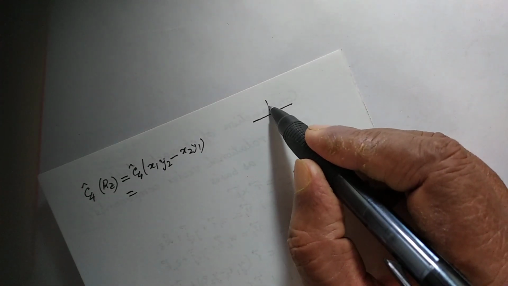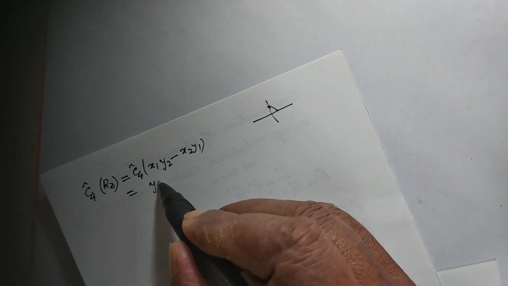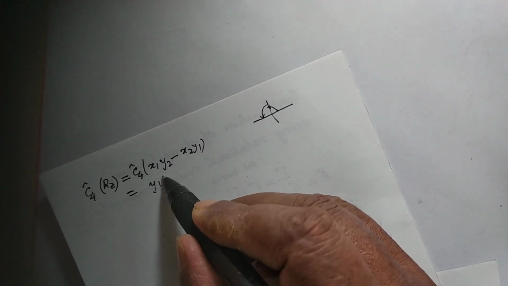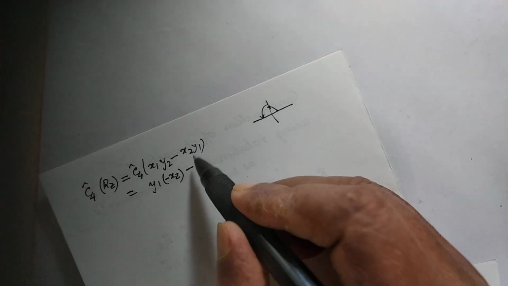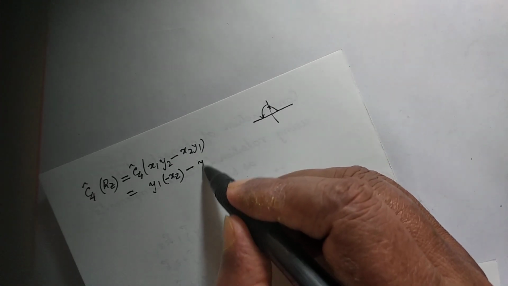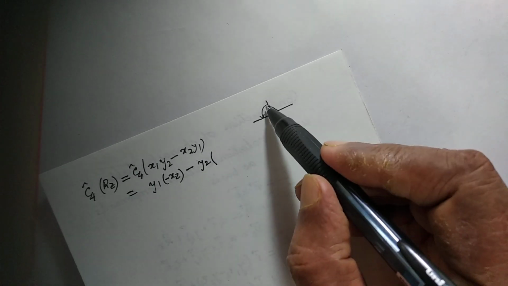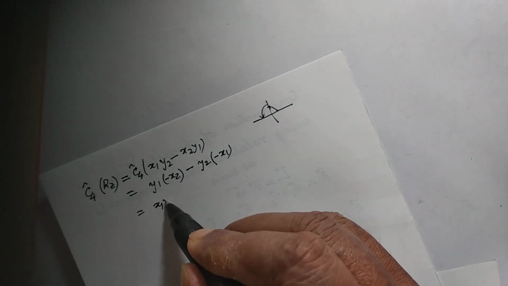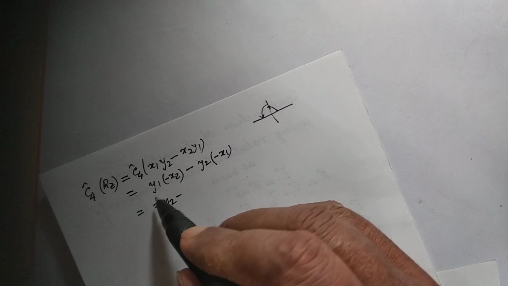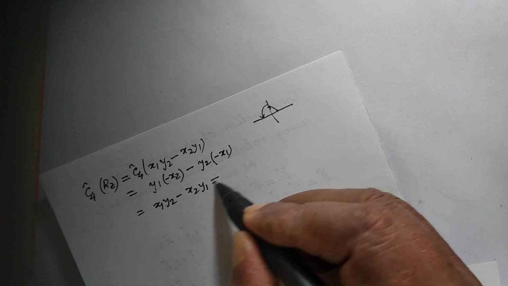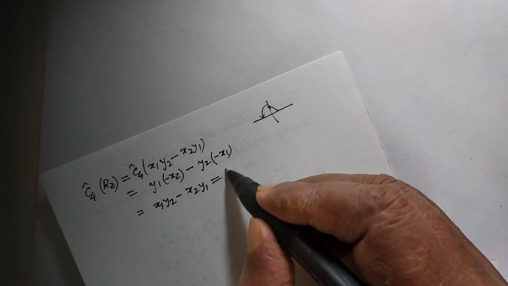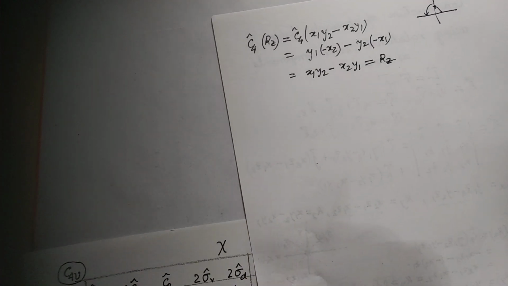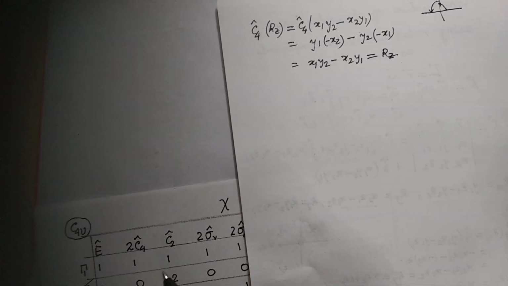C4: x becomes y, so x1 becomes y1, and y becomes minus x, so y2 becomes minus x2. Here x becomes y, so x2 gives y2, and y1 becomes minus x1. Thus we get x1 y2 minus x2 y1, which is the same function back, that is RZ itself. C4 RZ gives RZ, so C4 has character 1.